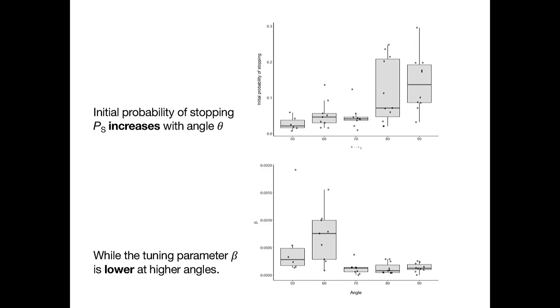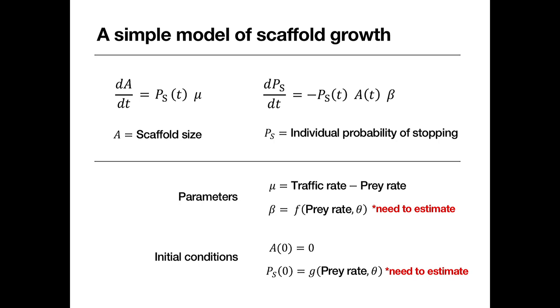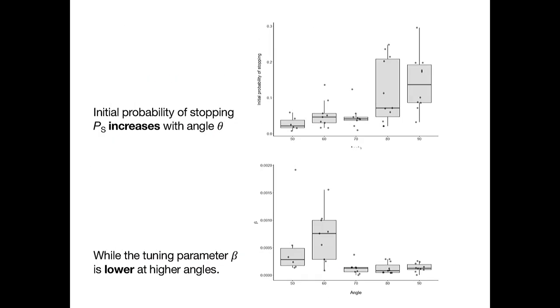So again, if I go back just a few slides, I know that both of these are going to be a function of the prey rate and the angle, because these are the important factors that determine the structure size. So I'm trying to see, okay, if I look at the probability of stopping, that seems to increase with the angle, which makes sense. As the angle gets steeper, your initial probability of stopping is also going to increase. And then this tuning parameter, beta, seems to be higher at these lower angles. And here I'm just looking at the data for the angles from 50 and above, because below that, nothing's really happening.